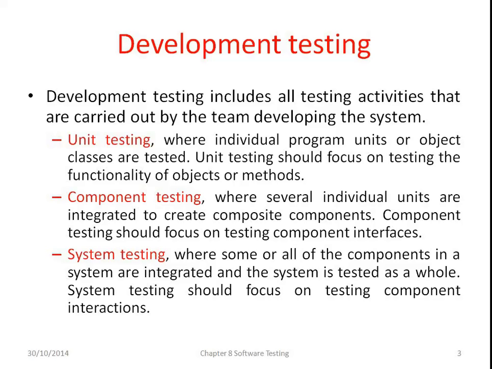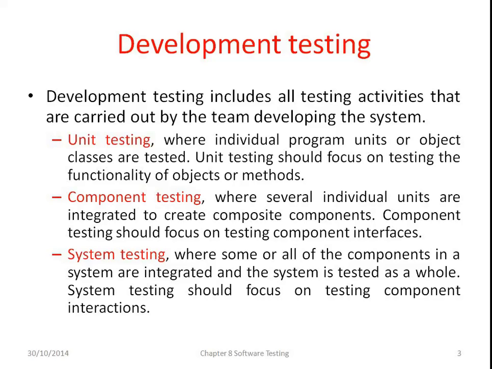Unit testing, where individual program units or object classes are tested. Unit testing should focus on testing the functionality of objects or methods. The functionality of each object should be tested to see whether it is correct or wrong. It must be tested, or methods. This is called a unit. So one component contains a number of units.